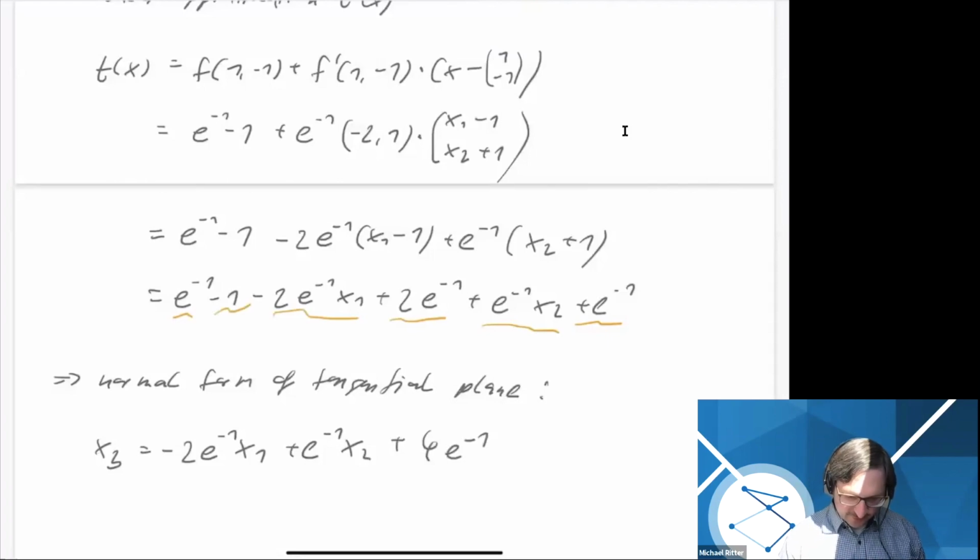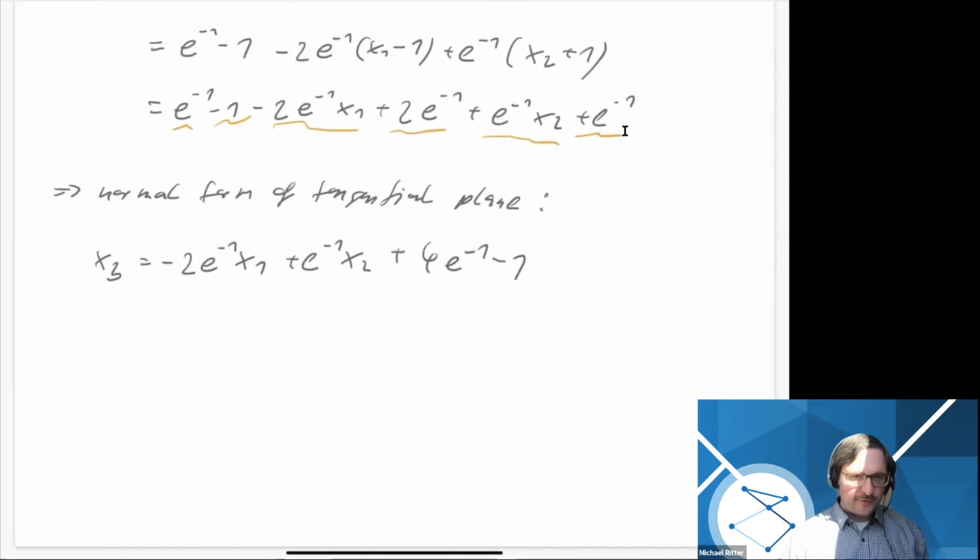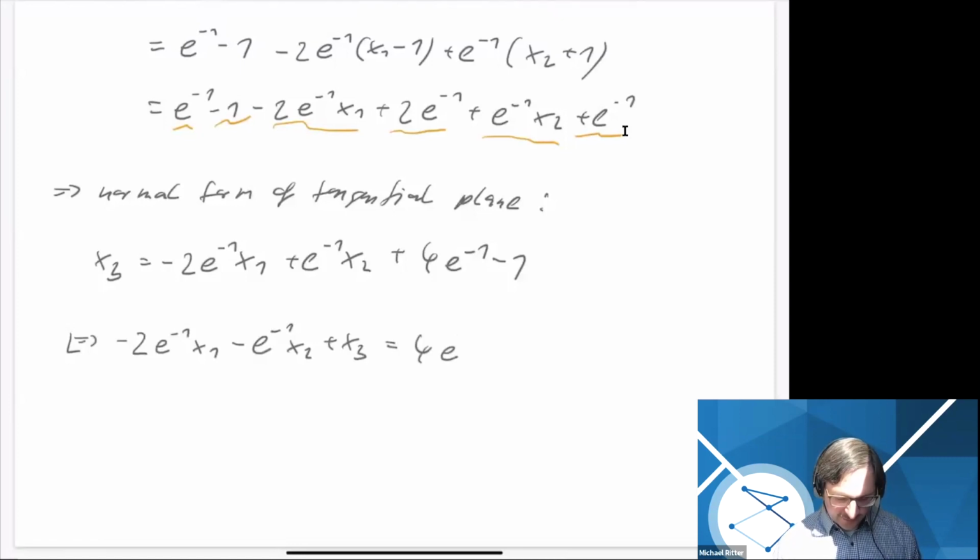And then we have this minus 1 here. So we just need to reformulate it in a way that the constant is on one side and the x parts are on the other side. So let's reformulate that by taking the x's to the left. Then we have 2e^(-1) x1 - e^(-1) x2 + x3 = 4e^(-1) - 1. So that's the normal form of the tangential plane.